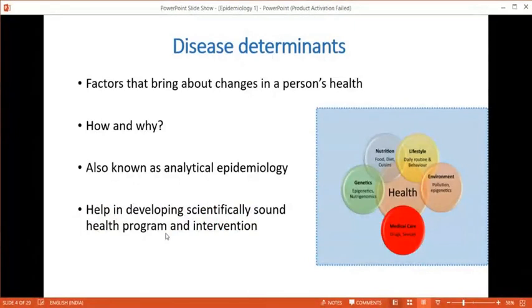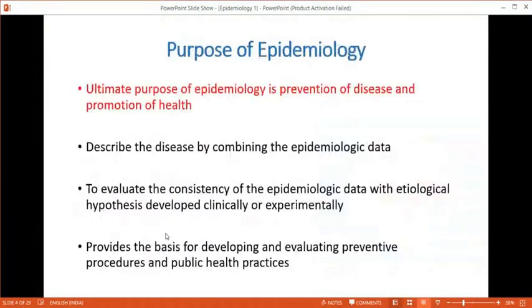So again, the third one is the disease determinants: factors that bring about changes in a person's health. Now we know how much is the difference and which group has the problem. Then we want to know why and how it happens. What are the factors which influence it? And this part is actually analytical epidemiology. So here we need to prove why it is happening and how it is happening. With that, we can come to a conclusion whether we can do any intervention or a health program for that particular disease, and will it be useful? How do we need to do it? All these things can be done at this stage.